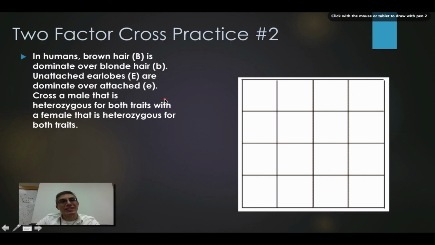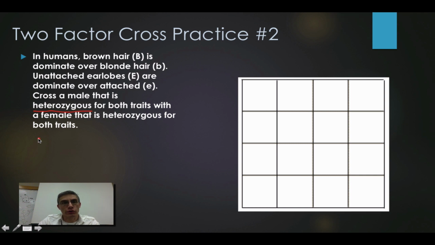And step 3, come up with your ratios if you are asked to do that. Alright, so this is going to be our second practice problem. And in this one it says in humans brown hair, capital B, is dominant over blonde hair, lowercase b. Unattached earlobes, capital E, are dominant over attached earlobes, which is lowercase e. Now what we're going to do is we're going to cross a male that is heterozygous for both traits.